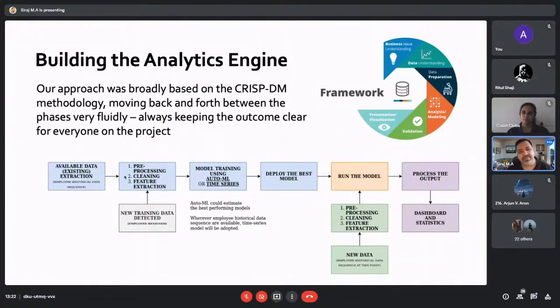That we might keep. And then based on all of that, we use various models, like either using AutoML or time series analysis to try and figure out, okay, based on what we know about the employee, how likely are they to leave? So that model will run it, test it against a new set of data that we get, and based on all of that, we are able to give out some outcomes.